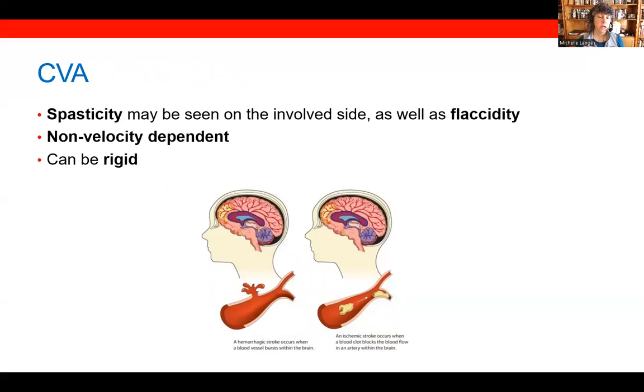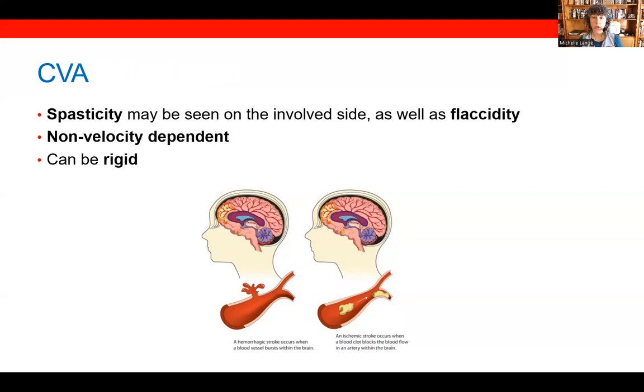And then finally, in CVA or stroke, spasticity may be seen on the involved side. We can also see flaccidity, where we have very low tone. This is non-velocity dependent and can be rigid. As a result, this person may lose range very, very quickly.